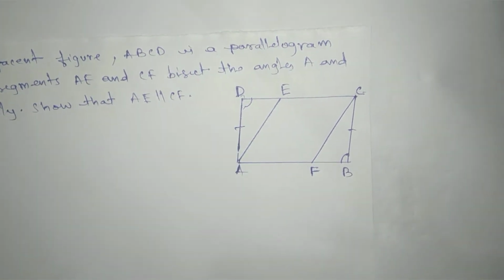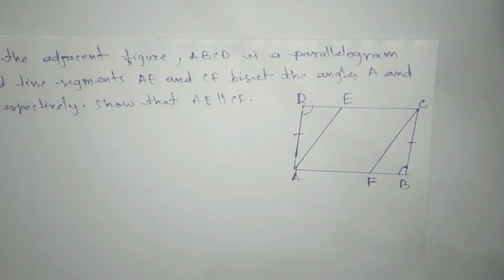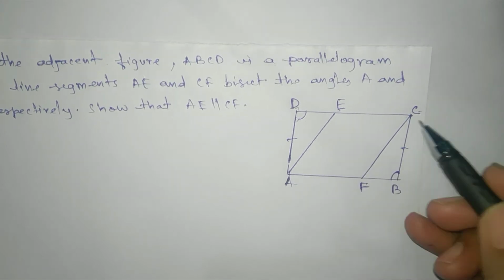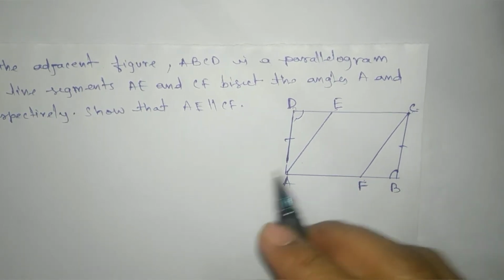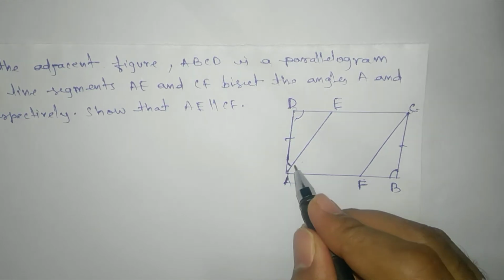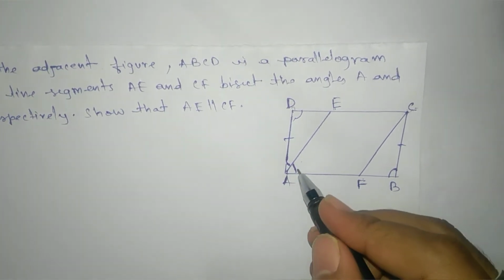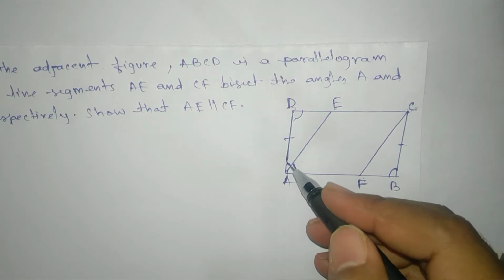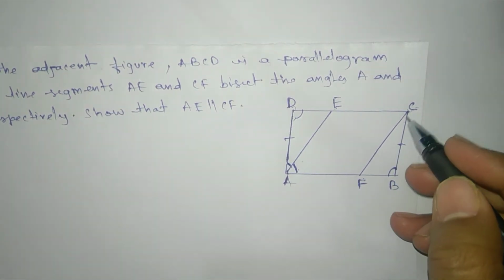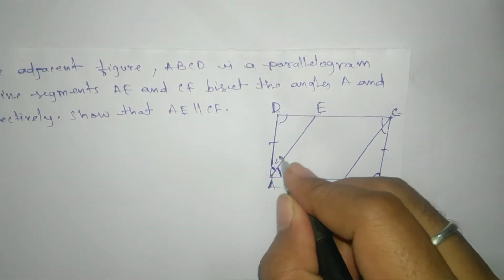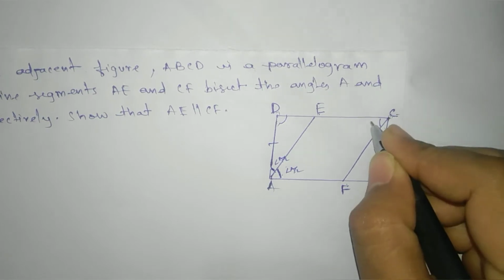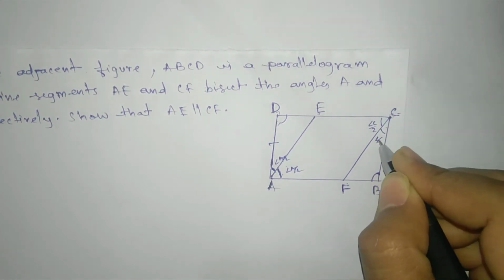Next, what they are saying is that line segments AE and CF bisect the angles A and C. Bisect the angle A means, as you can see, that this angle must be equal to this. Half of A, half of A. AE is the angle bisector, that means half of A, half of A. And CF is the angle bisector, that means half of C and half of C.